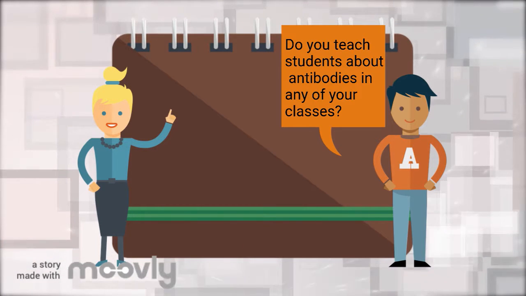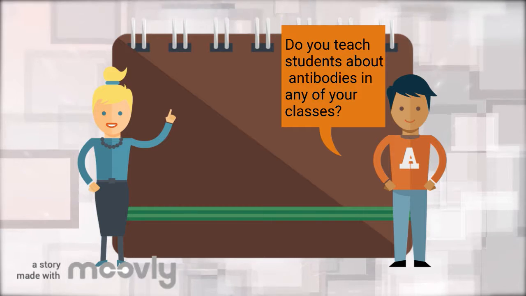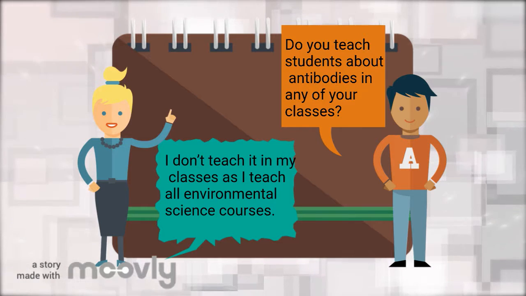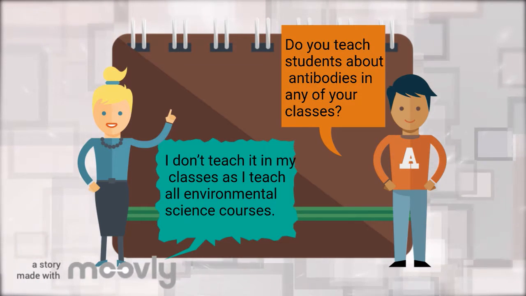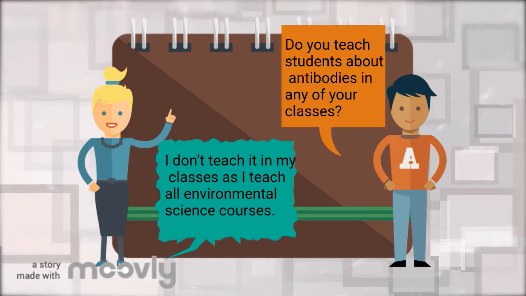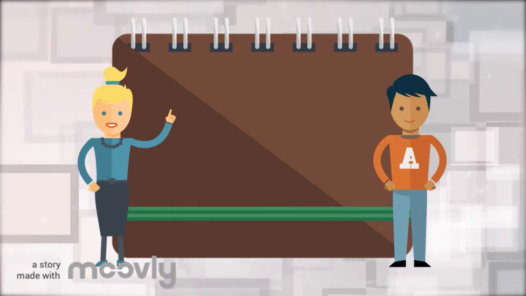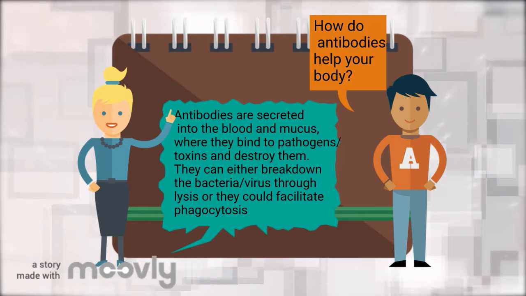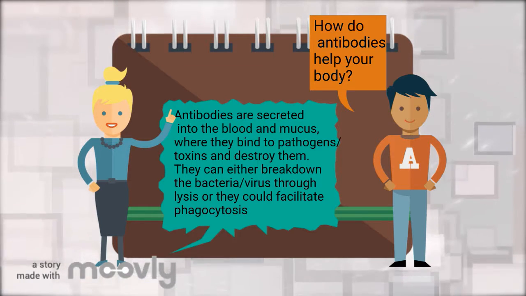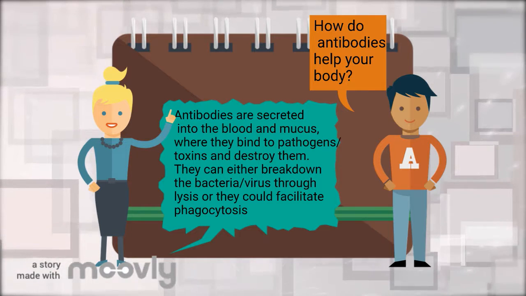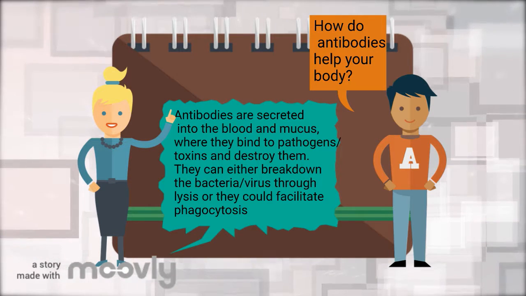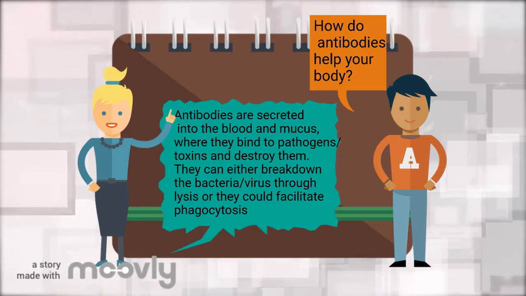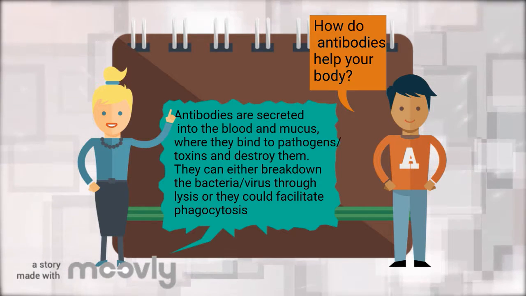Do you teach students about antibodies in any of your classes? No, I don't teach it in my classes, as I teach all environmental science courses. How do antibodies help your body? Antibodies are secreted into the blood and mucus, where they bind to pathogens and toxins and destroy them. They can either break down the bacteria or virus through lysis, or they could facilitate phagocytosis.